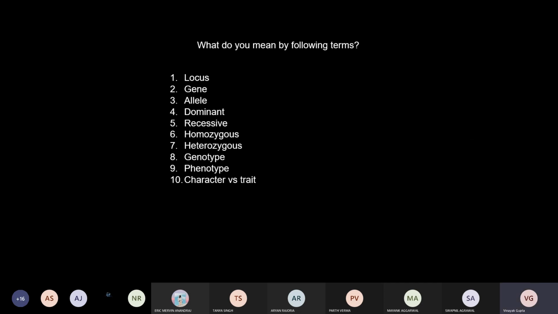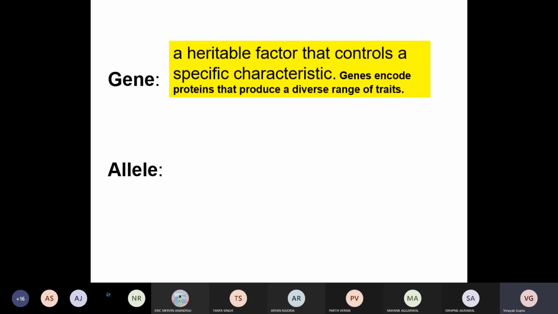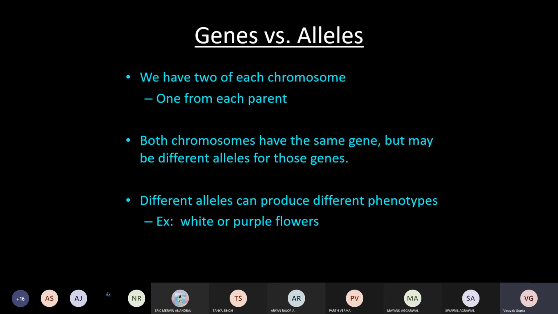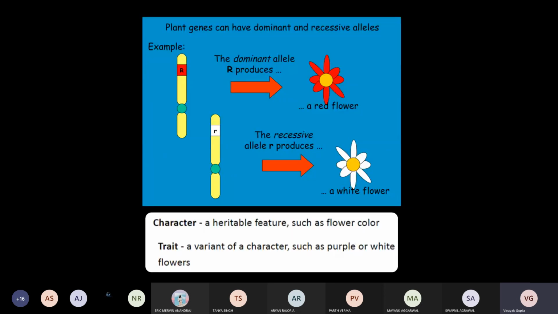Okay, so we are done basically with the locus, gene, allele, dominant, recessive, homozygous, heterozygous, genotype, phenotype. The last one is character versus trait. There is a small difference between both the terms. So these things we have discussed: what we mean by gene, allele, then dominant, recessive. Remember the concept that dominant is always represented by the capital letter. Here it is like red versus white color, and if red is dominant, we have to use capital R.